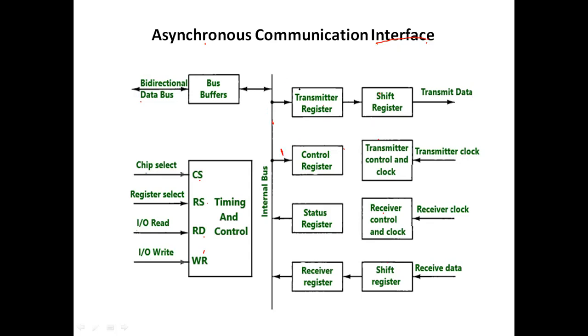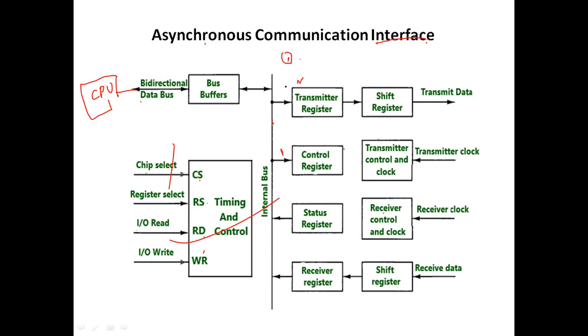Here we can find the transmitter register. This transmitter register accepts the data from the CPU through what? Through this data bus. Here we will connect the CPU. Fine, listen carefully. This transmitter register accepts the data from the CPU, which is connected through the data bus, and then it is transferred to the shift register for the serial transmission. So this is the first point.